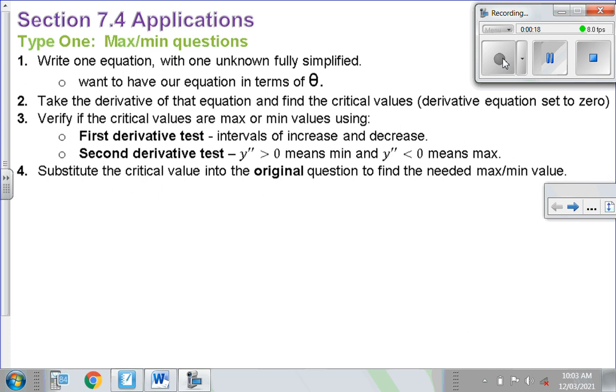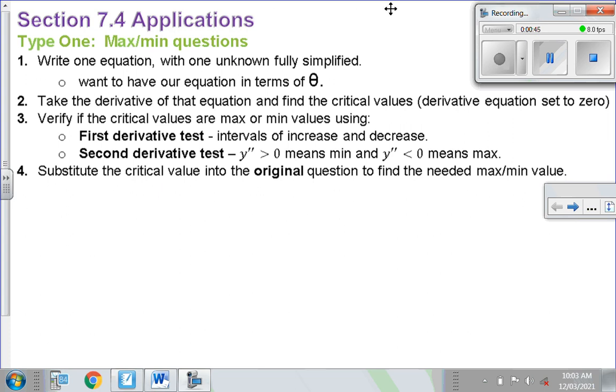So here are the steps that I recommend you follow. First thing is I want you to write one equation with one unknown, fully simplified. The more simplified your original function is, the easier your derivative is to take. Now we want to have our function in terms of theta so that we can use our trig derivatives. Once you have one equation, you're going to take the derivative of that equation and find the critical values. That's the derivative equation set to 0.